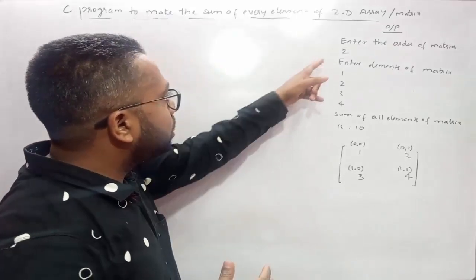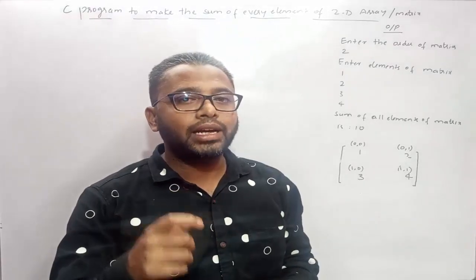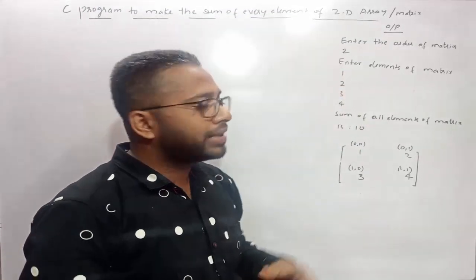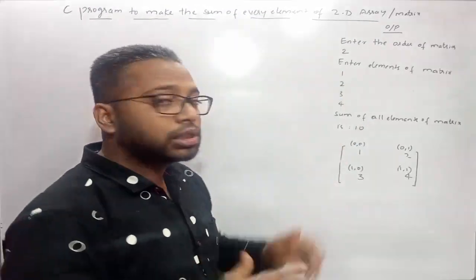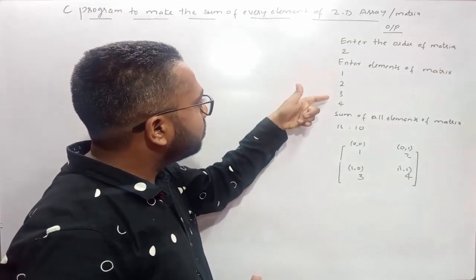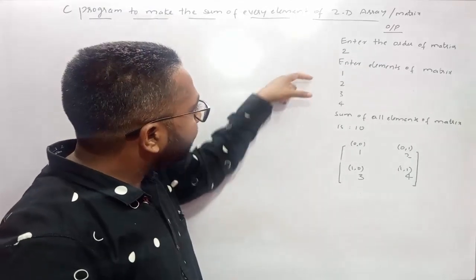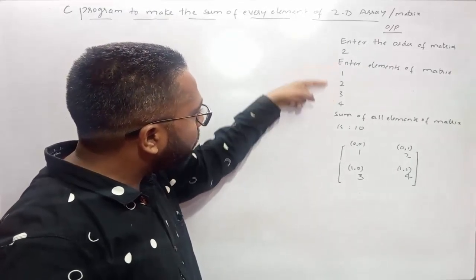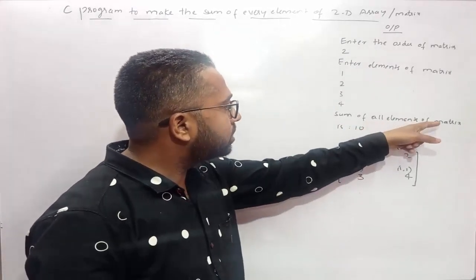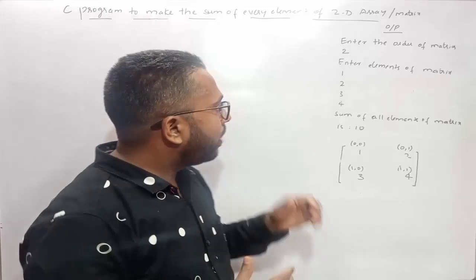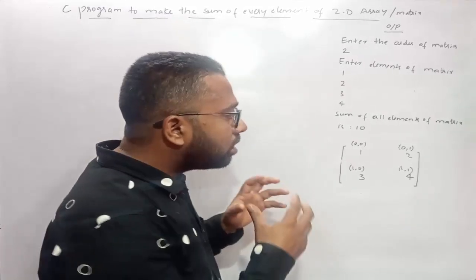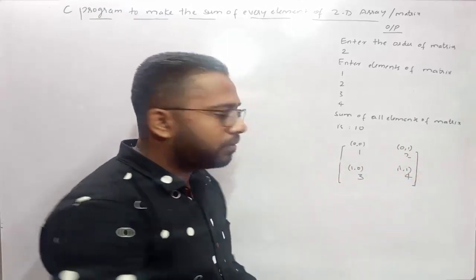So then I will enter 2. That means I want to create 2 rows and 2 columns in a matrix. Then it will ask you to enter the elements of that 2 by 2 matrix. That means 4 elements you need to enter. Then one by one it will allow me to enter these numbers. Then our program needs to make the sum of these 4 elements, and we should get the output like this: sum of all elements of a matrix is 10. So when we enter these 4 elements, they get stored in the form of a matrix.